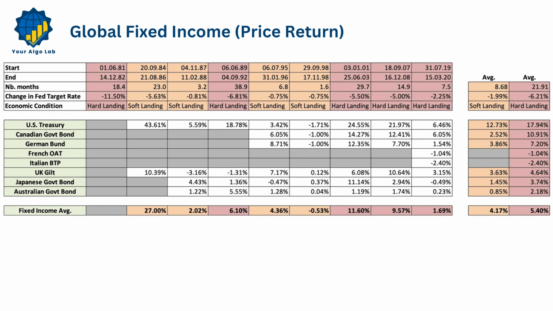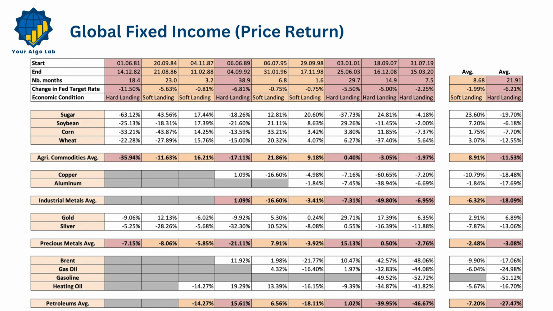Now let's look at global fixed income. Since this is a US rate-cutting cycle, the most impacted asset is naturally US Treasury securities. In most of these cycles, US Treasuries deliver positive returns, with gains being amplified in cycles that result in a hard landing. Let's examine the impact of rate-cutting cycles on commodities.